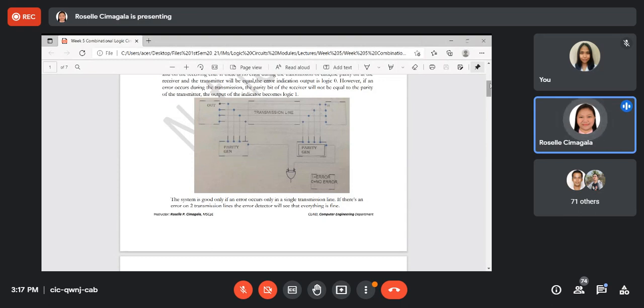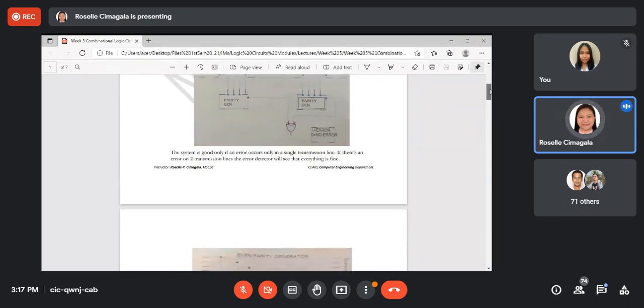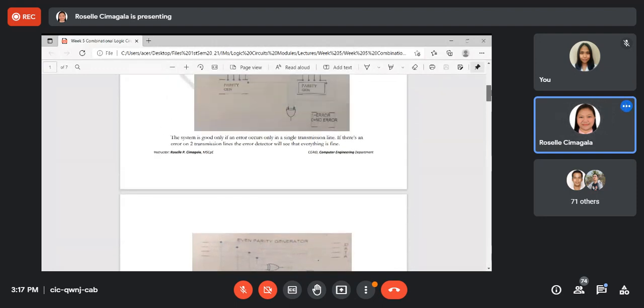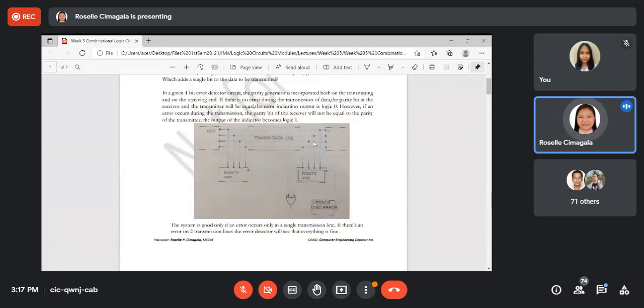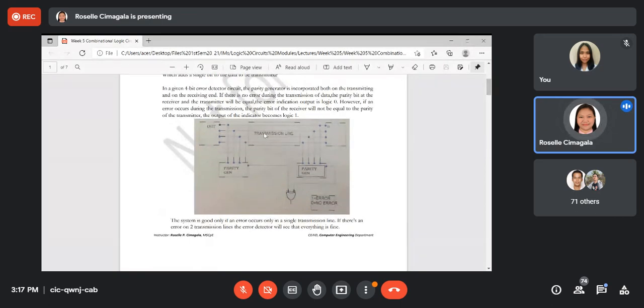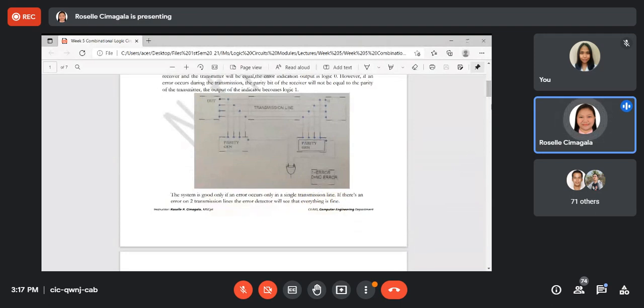So anyway, you could post your question in your Google Classroom or in the GC if you are confused. For more examples, you may watch some YouTube tutorials on how parity generation is done. It is attached to the transmission line in its application. To determine errors, if there is an error in transmission, the output is 1 for the circuit, and if there is no error, the output is 0.